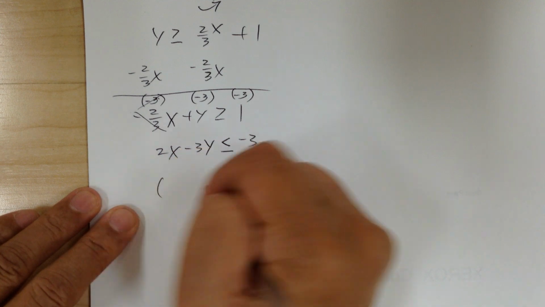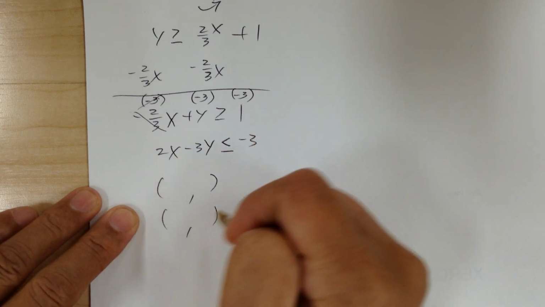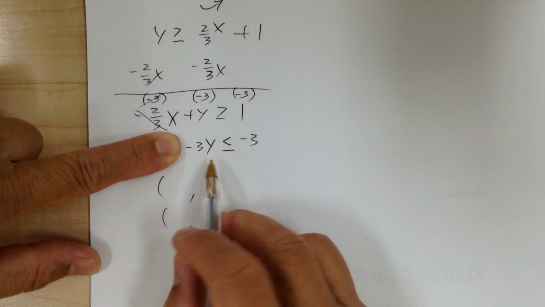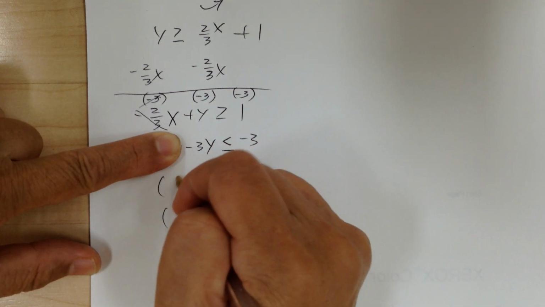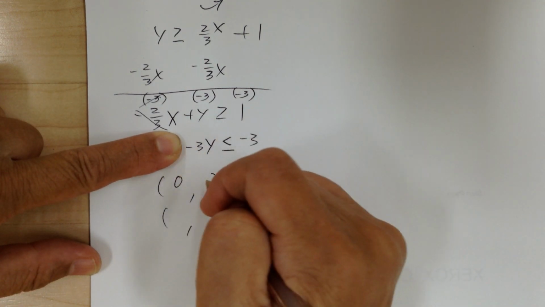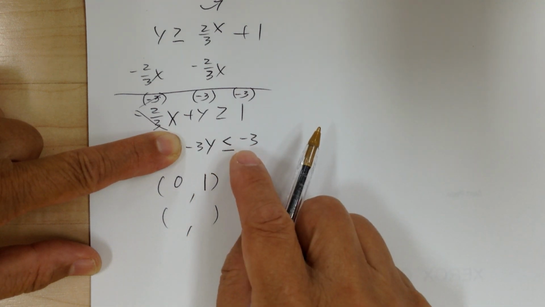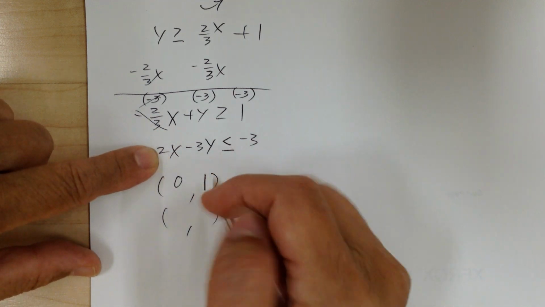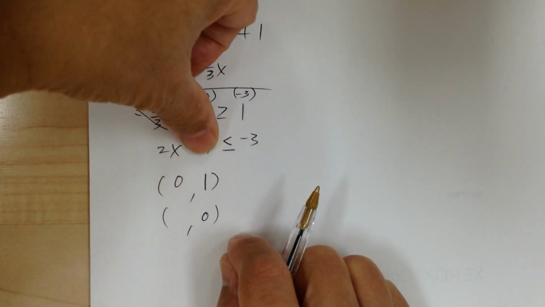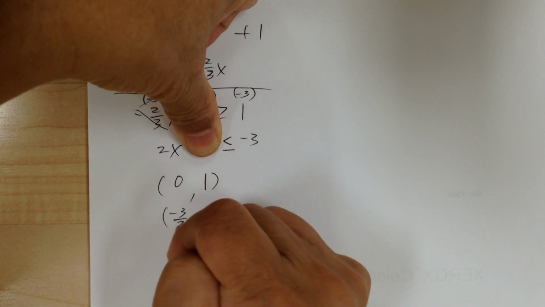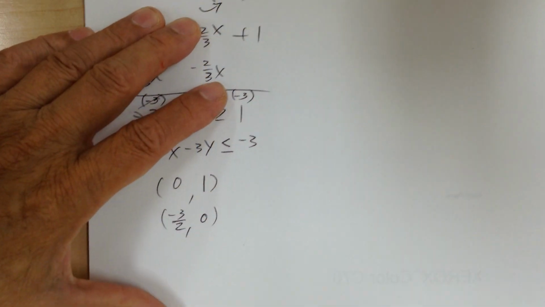Okay, so now let's get our intercept points. Let x equal to 0, so this is gone. Divide both sides, so y will equal 1. And then you can make y equal to 0, so this is gone. Divide both sides by 2, so you got negative 3 over 2. Okay, so let's go and graph that.